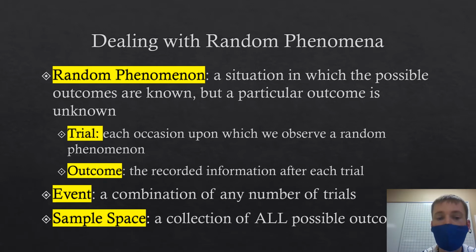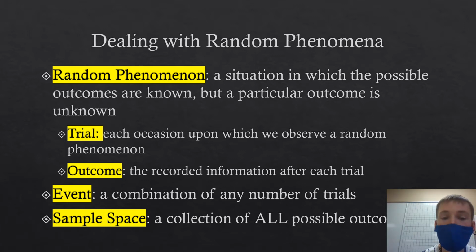So a trial, that is each occasion upon which we observe a random phenomenon. So every flip of the coin, that is what we could consider to be our trial. And then the outcome, this is what we are going to record after each trial. So did it land on heads? Did it land on tails?